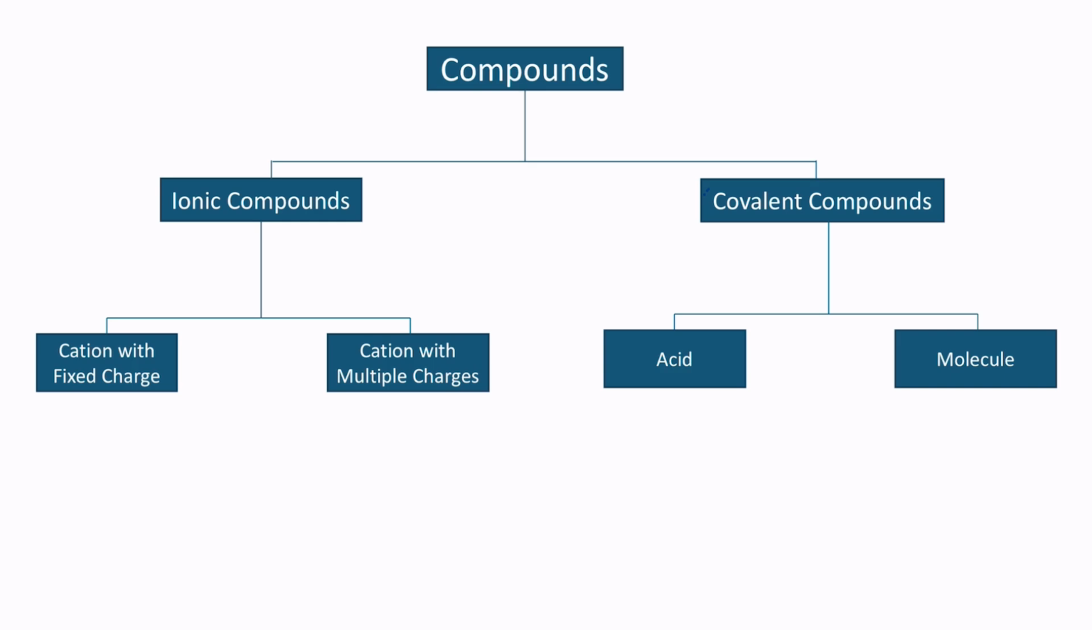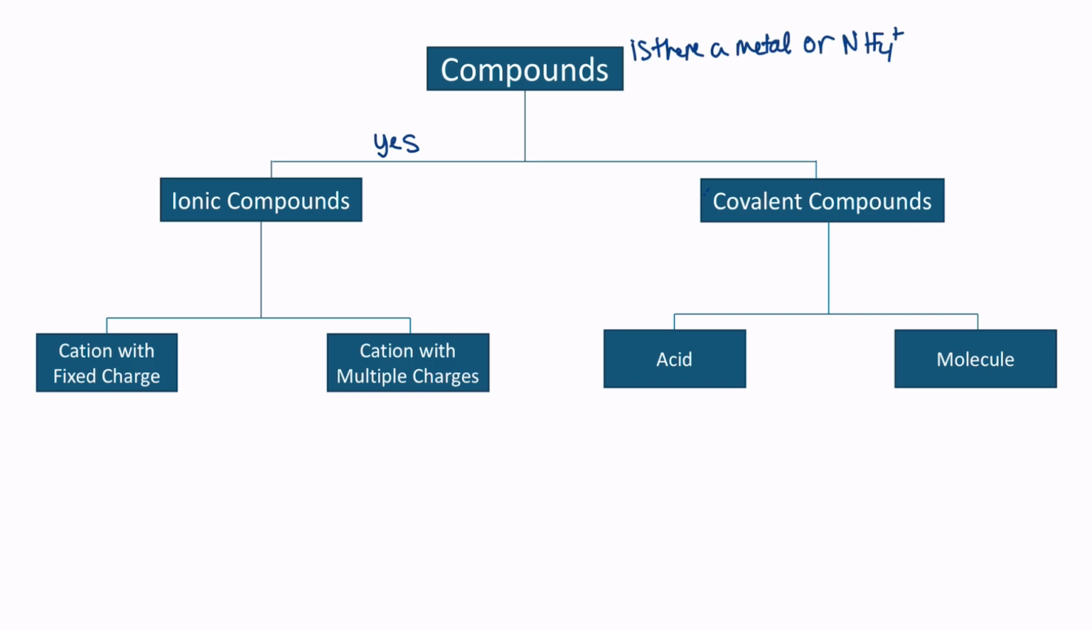The very first question you should ask yourself when you look at your compound is: is there a metal, or is there ammonium? When you're asking yourself this question, you're identifying whether there is a cation or not. So if the answer to this question is yes, then you're dealing with an ionic compound.